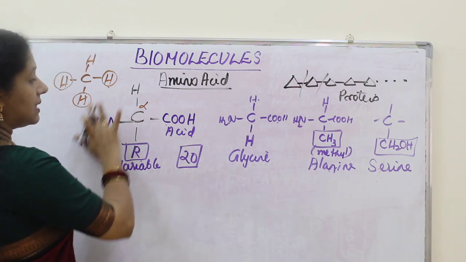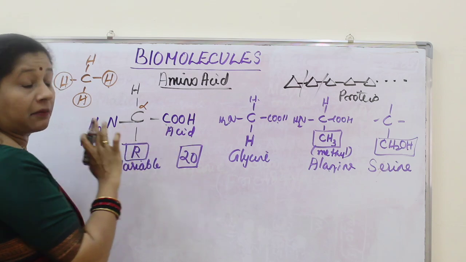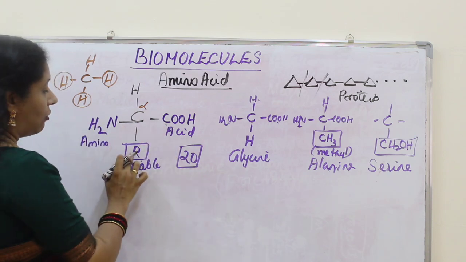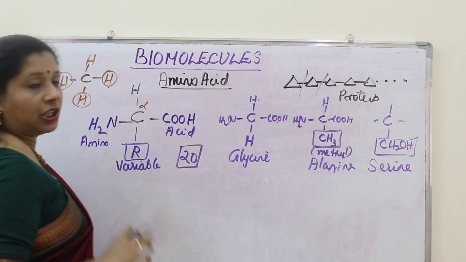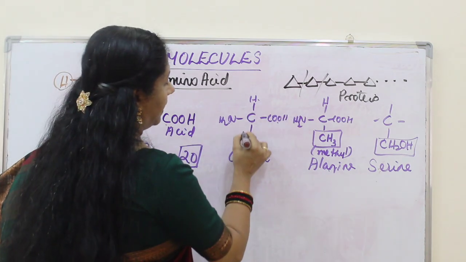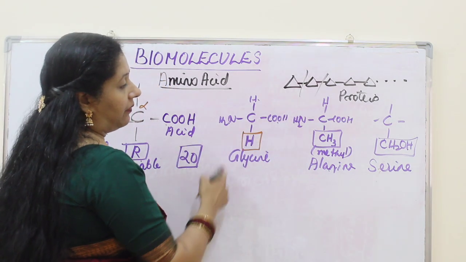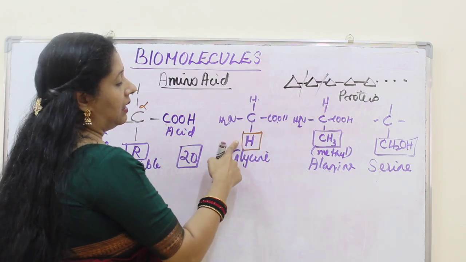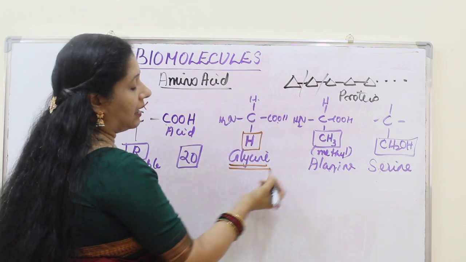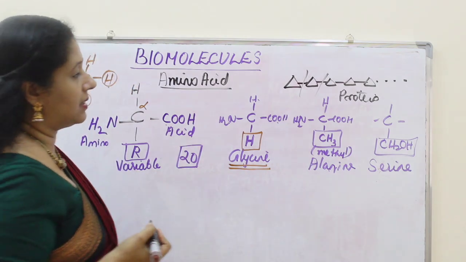Now this is the structure. These 3 components never change. Only the variable group keeps changing. Depending upon that, I am telling you 3 examples. First, the variable group is a hydrogen. If the variable group is hydrogen, the rest 3 are the same: amino group, carboxyl group, hydrogen. Here also hydrogen, then it is called glycine. That is one amino acid.